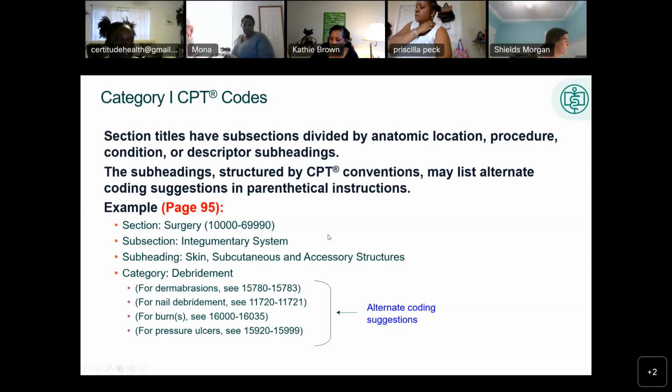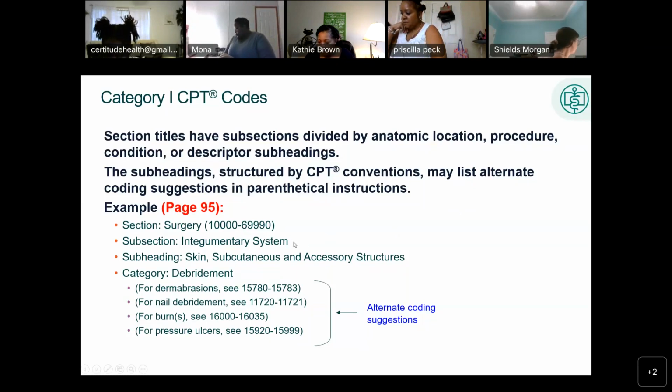So that's our subsection. It's telling us that we're in the surgery section and we're in the integumentary system. And then it also gives you the range of codes that are currently on that particular page. So on page 95, you'll find codes ranging from 10040 to 11005. That's going to be a key indicator of you being able to search for your codes that way in this book.